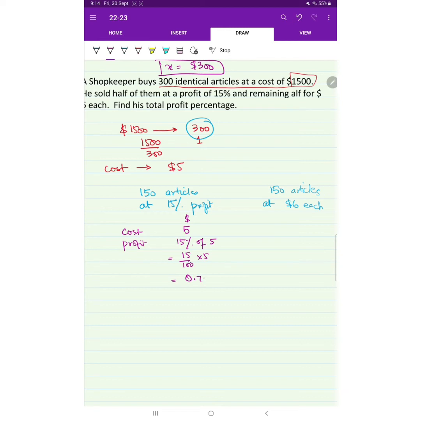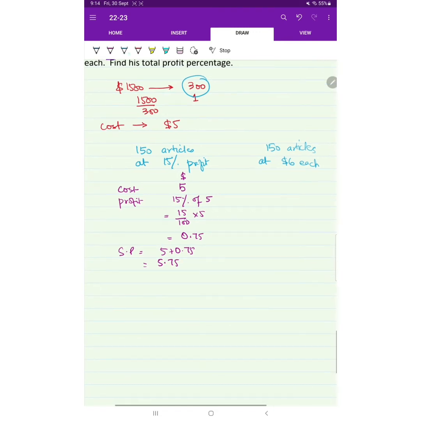Yes, 0.75. So what is my selling price? 5 plus 0.75, which is 5.75. And he sold how many articles? He sold 150 articles on this. So 150 into 5.75 is 862.5. Right, this is what I did for half of them.